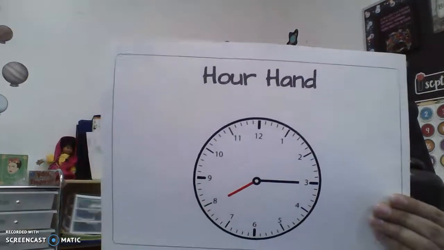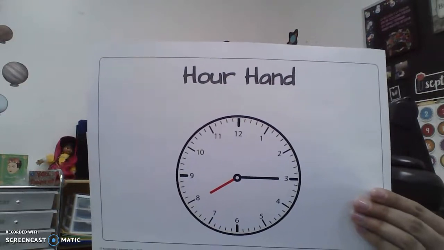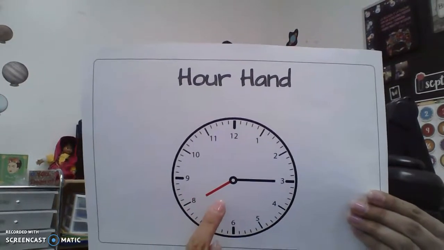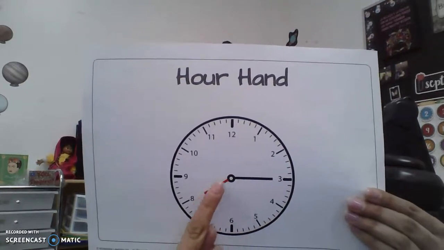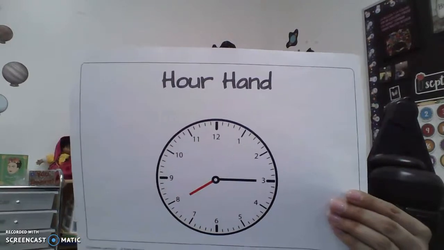The hour hand is our next vocabulary word. So who remembers where the hour hand is? You got it. It's the shortest one. The shortest hand is the hour hand. Perfect.